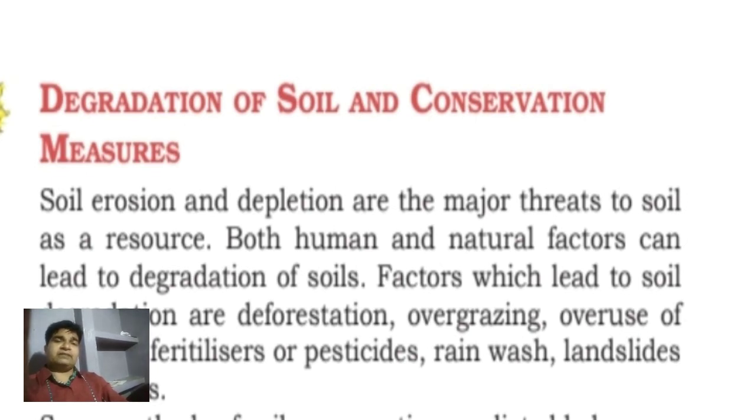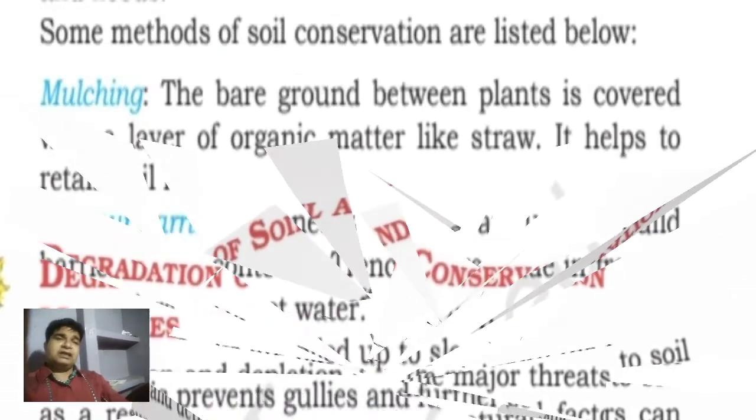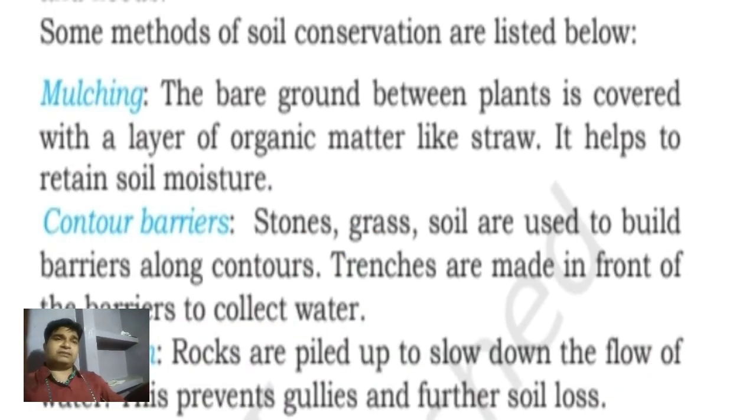Overuse of chemical fertilizers. If you use more and more chemical fertilizers or pesticides, it is also not good for the soil. Rain wash: rain is coming and washing the soil. Landslides: the rocks are coming down, that is known as landslides. Now we will see some methods of soil conservation, how we can conserve the soil, how we can protect the soil.